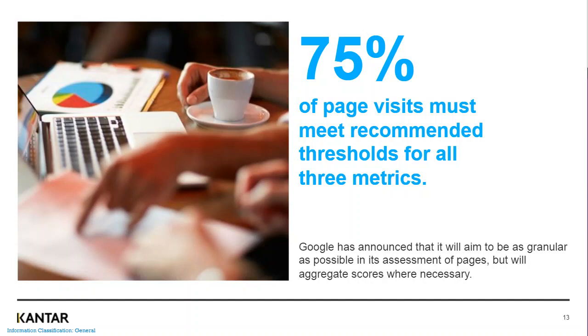Now, Google's announced that it will aim to be as granular as possible in its assessment of pages. However, dependent on how much data it holds on a site and how well it can analyze the structure of a site, it may resort to aggregating scores to groups of pages that it considers similar, or the site as a whole.